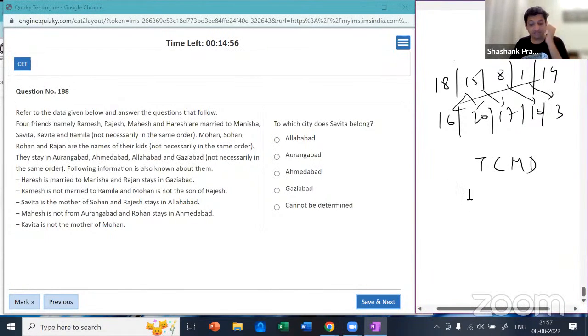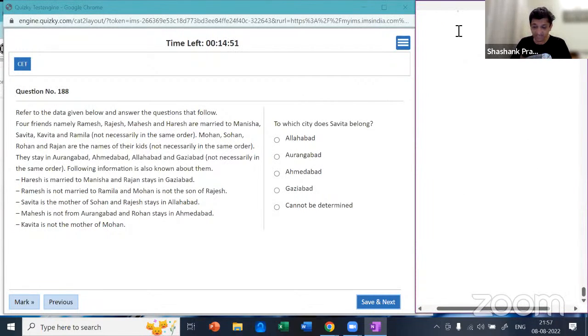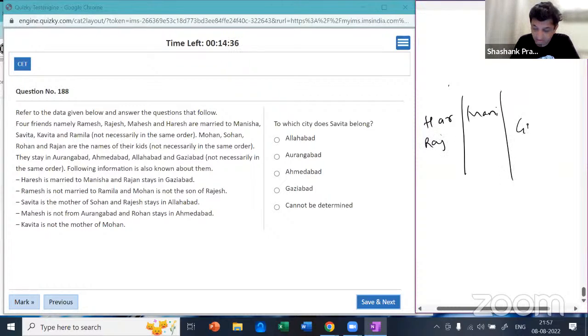Four friends are married to something. Aurangabad, Allahabad, Ghaziabad. Okay. I think matrix ones are generally slightly easier. So thankfully we haven't got any of those nasty CET sets. Haresh, Manisha, Rajan, Ghaziabad. Oh, okay.